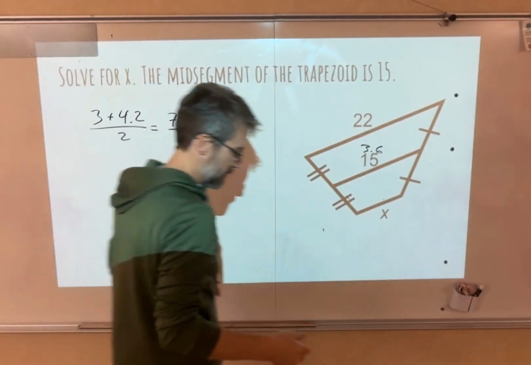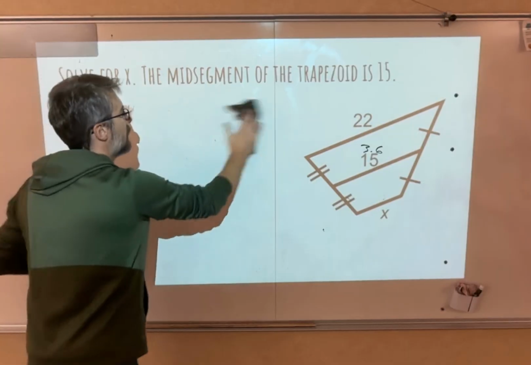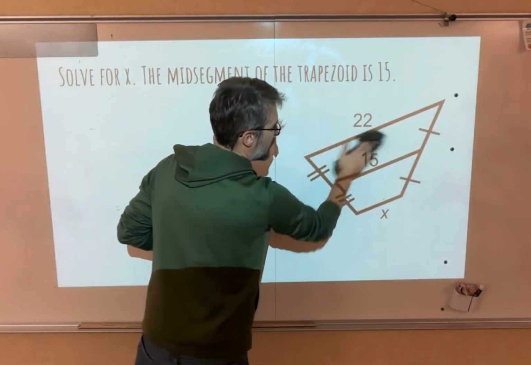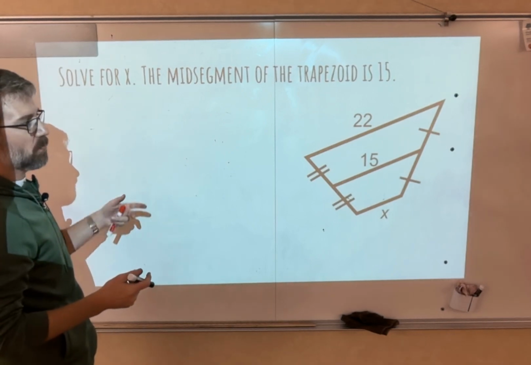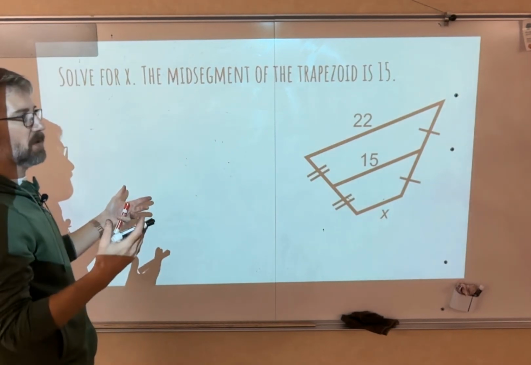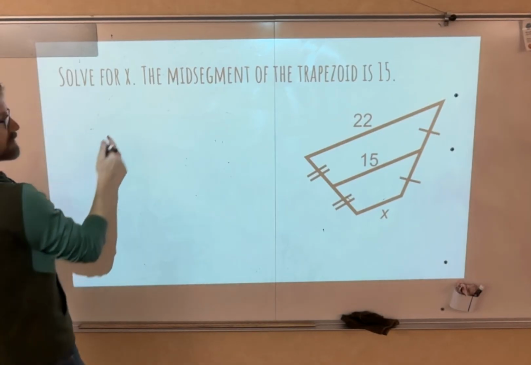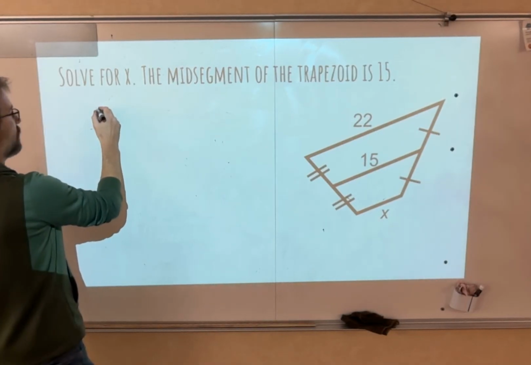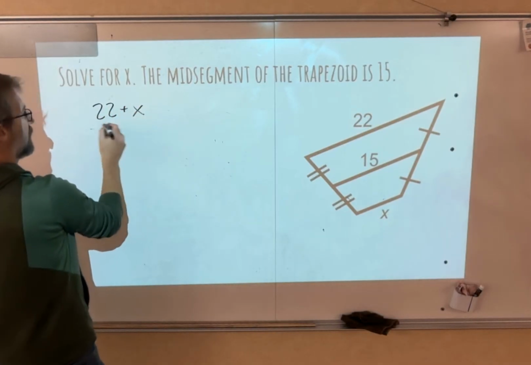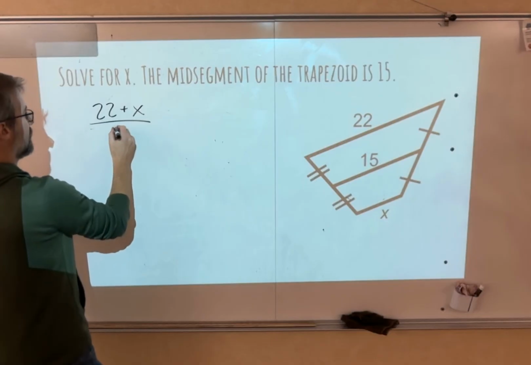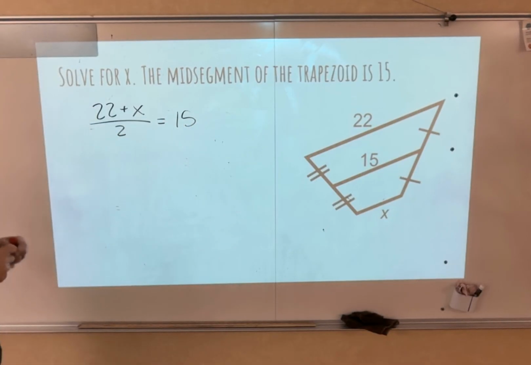Now one more example. This one is kind of the inside-out version of that. Here we've got one of the bases and the mid-segment, but we don't know what the other base is. So solving for x here, we know one base is 22. We don't know the other one, so let's put an x there. And we're averaging the two of them, and that is going to equal 15.